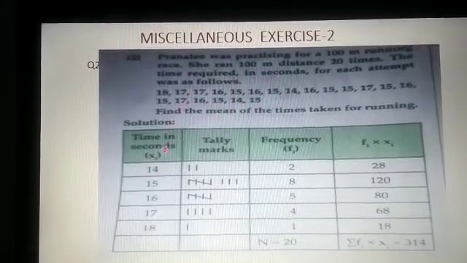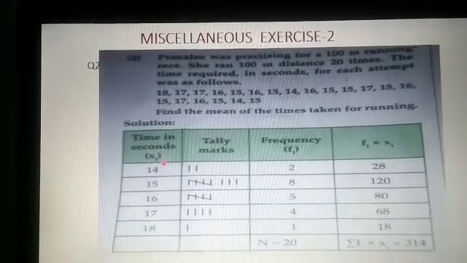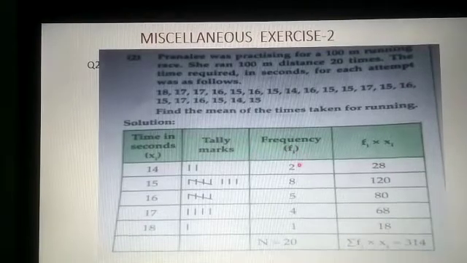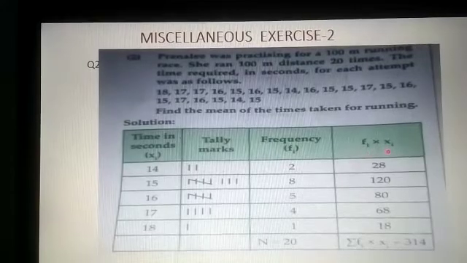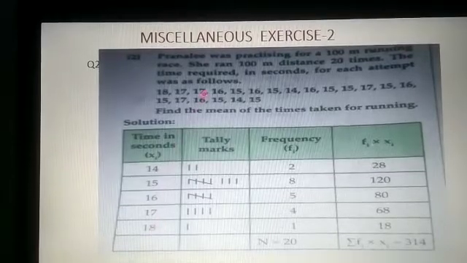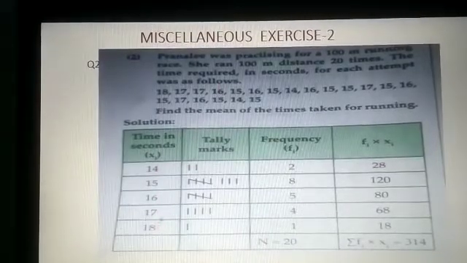So let's see. We will fill the information given in the question in the form of a table. Now the first column will be time in seconds, that is xi. Then tally marks. The third column will be frequency fi, and the last column is the product of frequency and the time in seconds, that is xi. Now which is the smallest number given? 14. So start with 14 and end with the greatest number. Which is the greatest number here? 18. So 14, 15, 16, 17 and 18. In this way we will note down.